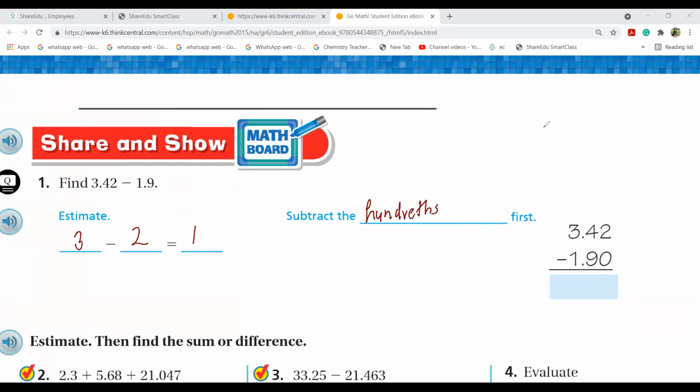How will you do that? I will show you. 3.42. How do you write 1.9? And where do you write? What do you write here? 0. Point under point. Now subtract it. 2 minus 0, 2. Regrouping. And I get 5. I get 1.52 by regrouping.